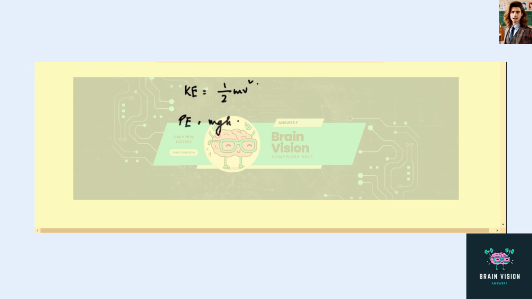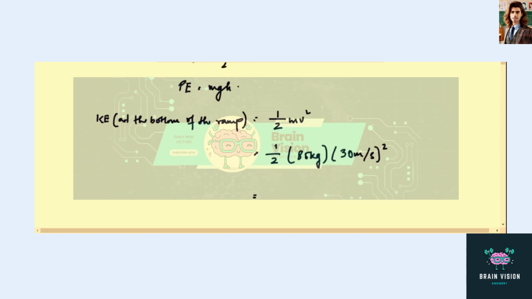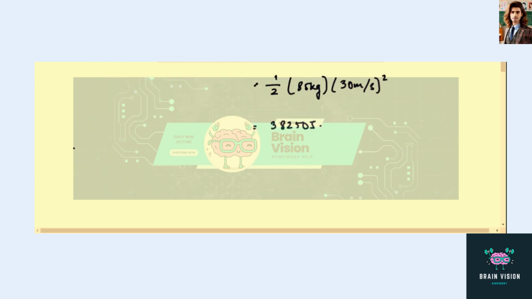So let us calculate the maximum kinetic energy of the skier at the bottom of the ramp. Kinetic energy at the bottom of the ramp is half mv square. We have m as 85 kgs and v as 30 meter per second. So kinetic energy will be 38250 joule.